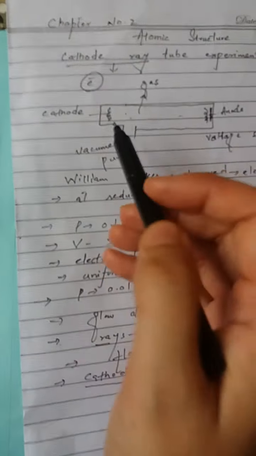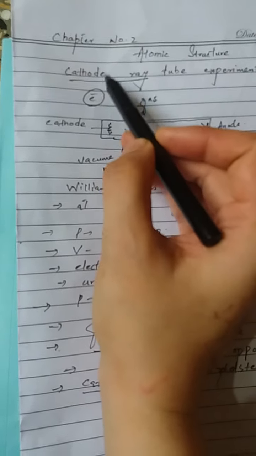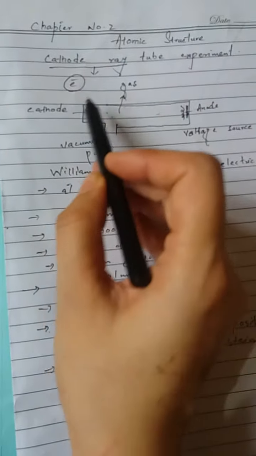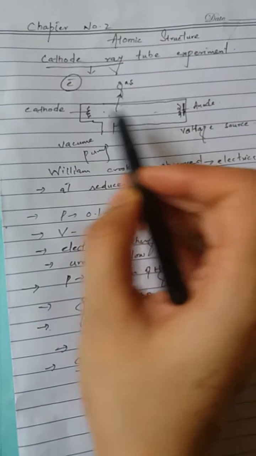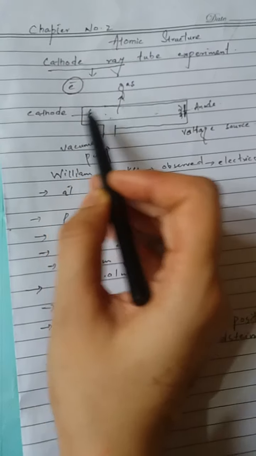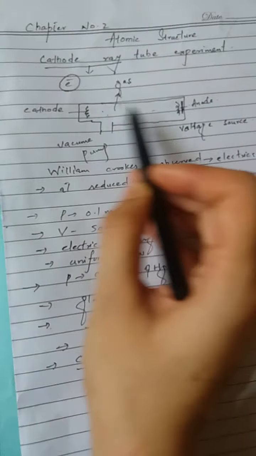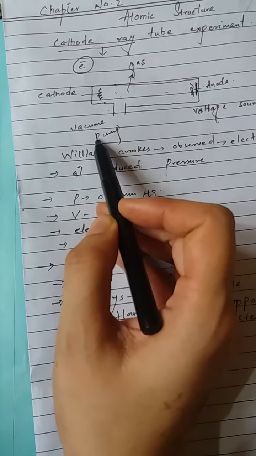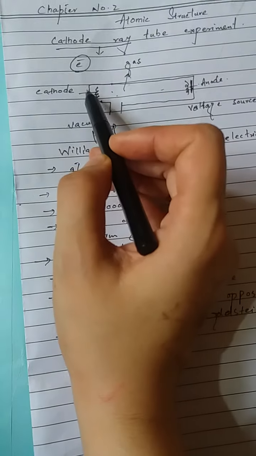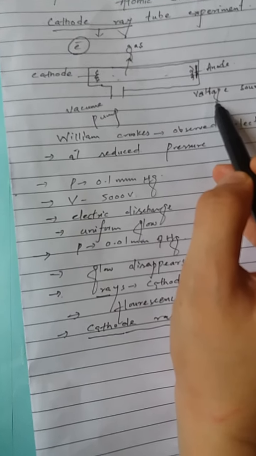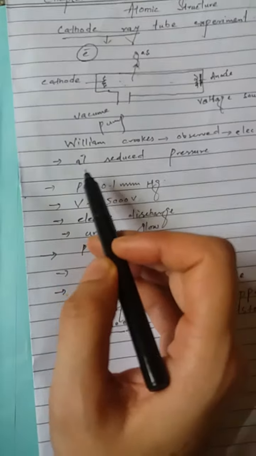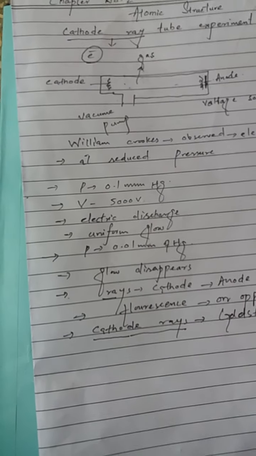Now we revise our lecture. Electrons are discovered, derived from the cathode ray tube experiment. This cathode ray tube consists of a glass tube having cathode and anode which are fused at the opposite walls of the glass tube, and this glass tube is connected to a vacuum pump. This cathode and anode are connected to a high voltage source. William Crookes first time observed that electrical conduction takes place at reduced pressure.